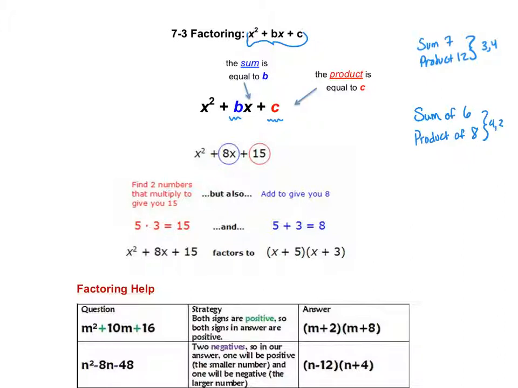So first example, x squared plus 8x plus 15. Notice it's 1x squared. That's why we can use this method. I need two numbers that multiply to 15 and add to 8. Well, 3 and 5. So you write that as x plus 3 times x plus 5. It's two binomials that multiply to get the trinomial.